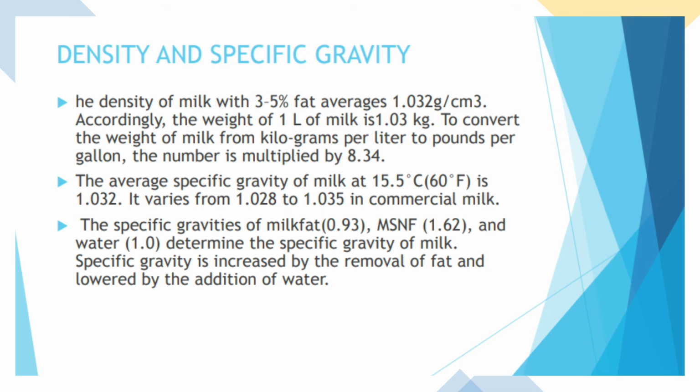The average specific gravity of milk is taken at 15.5 degrees Celsius, that is 60 degrees Fahrenheit. We know the formula for converting degrees Fahrenheit into degrees Celsius: degree Celsius is equal to 5 by 9 multiplied by degree Fahrenheit minus 32. The specific gravities of milk fat is 0.93, milk solids-not-fat is 1.682, and water is 1. Determine the specific gravity of milk. Specific gravity is increased by the removal of fat and lowered by the addition of water.